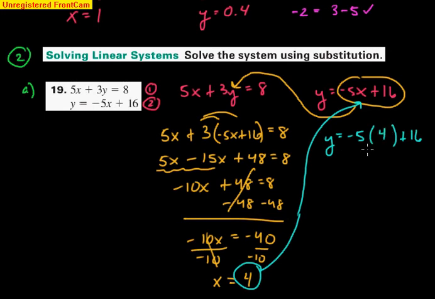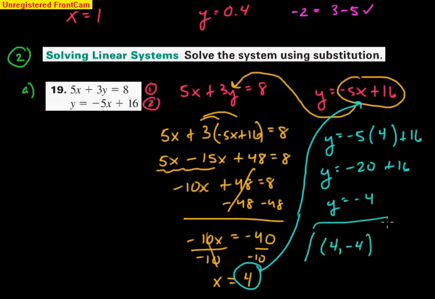What goes in that parenthesis is 4. Multiply, that's a negative 20 plus 16. Negative 20 plus 16 is negative 4. And our answer is 4, negative 4, as a point. And that's where these two lines cross.